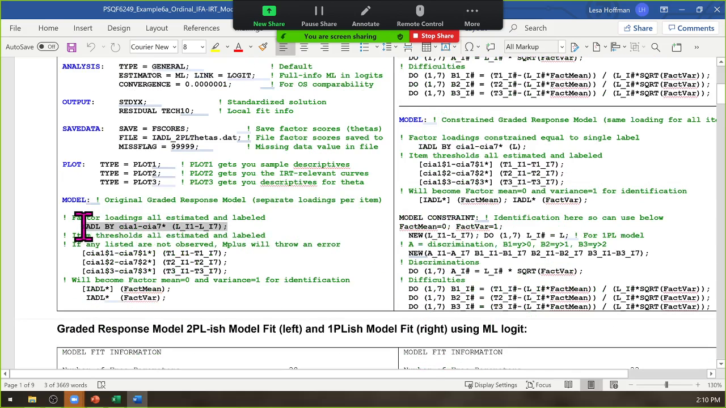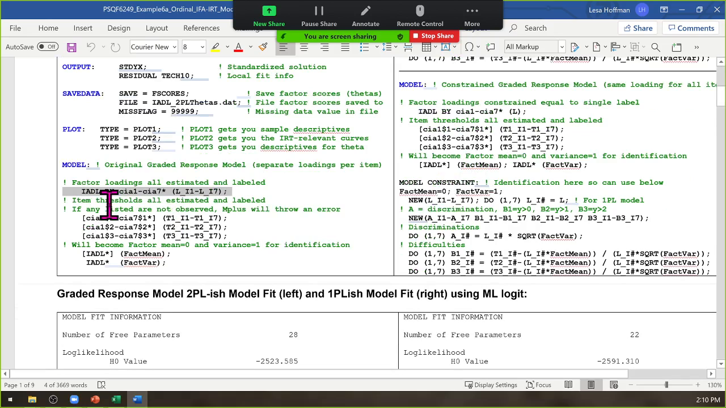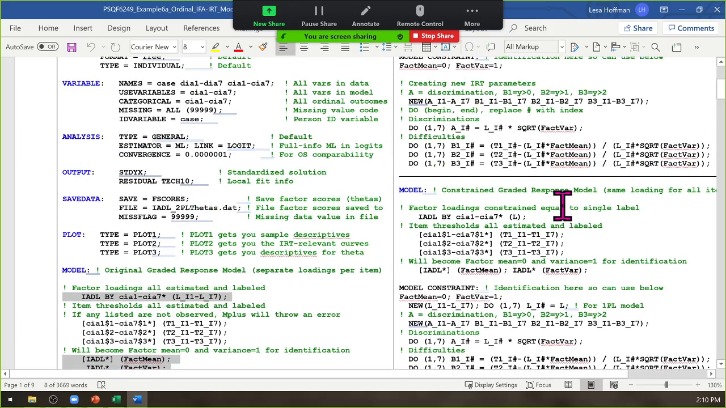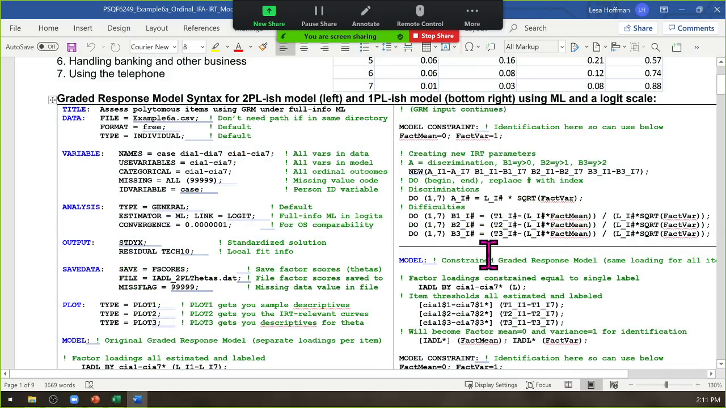So the specification of factor loadings looks the same in an ordinal model or not an ordinal model. We tell it what the name of our factor is and which items load on the factor. We have to tell it how the model is going to be identified. In this case, I have labeled the factor mean and variance. I temporarily made it look like they're free because over here in model constraint, I'm fixing the factor mean to 0 and the variance to 1.